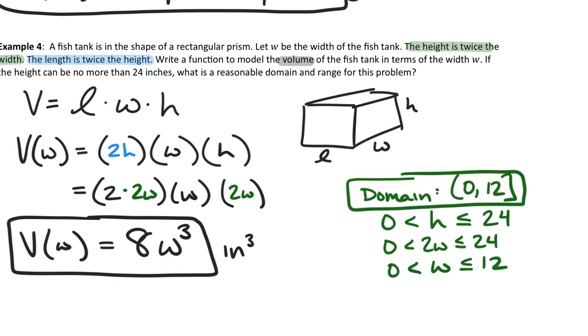Now, even though I almost just fell for this trick, why could we not just write from 0 to 24 for my domain and leave it like that? Yeah, that's not our inputs. Our input in this formula is W's. We need our domain to be about W's. That's our input values.